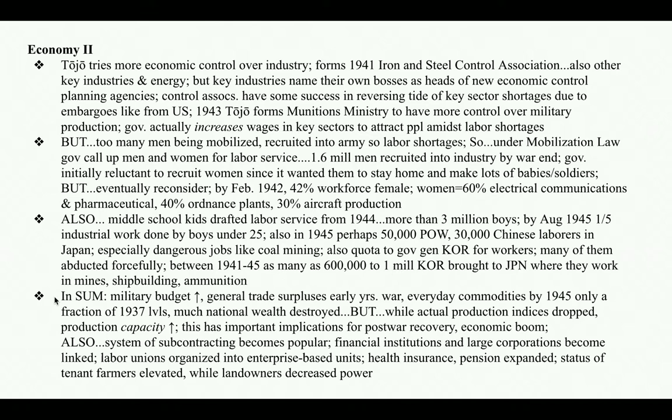Also, other points of continuity with wartime and post-war were that a system of subcontracting became popular. Financial institutions and large corporations became more closely linked. Labor unions were organized into enterprise-based unions. What this means is basically unions that are internal unions that operate within the company. They're company unions rather than outside unions. Health insurance and pension were expanded for workers. And the status of tenant farmers was elevated while landowners had their power decreased.